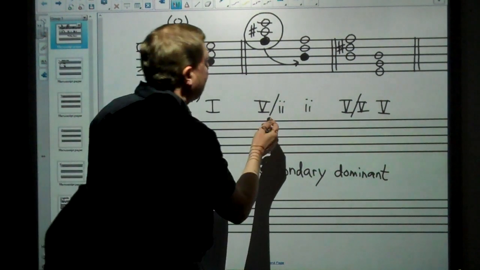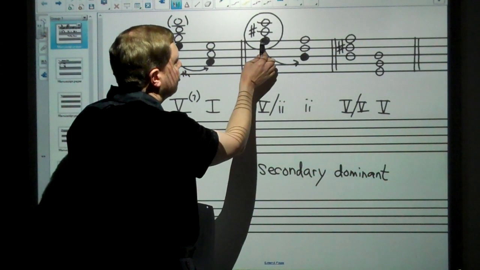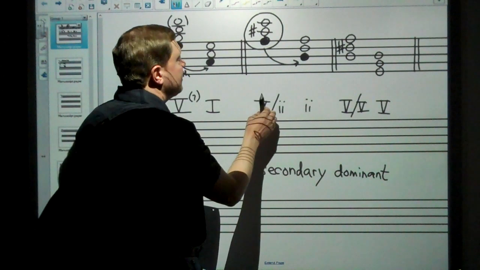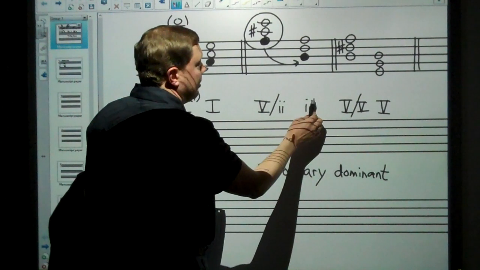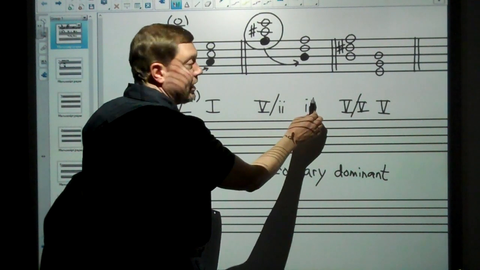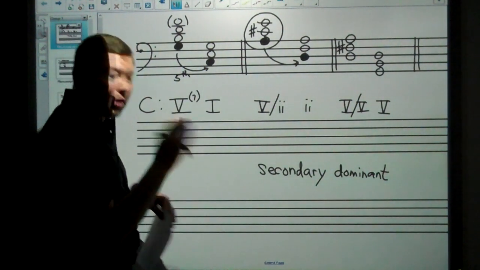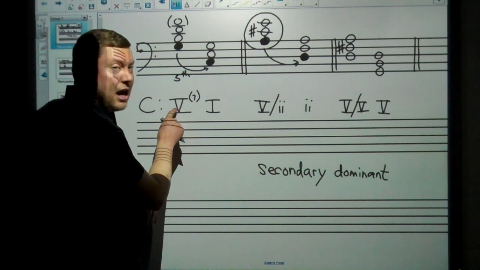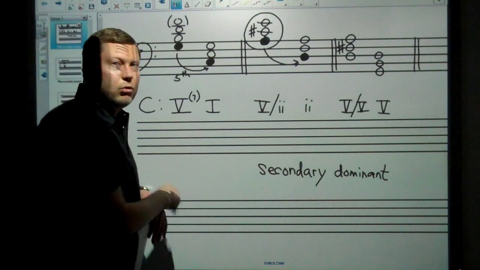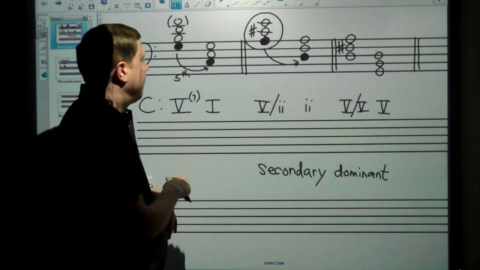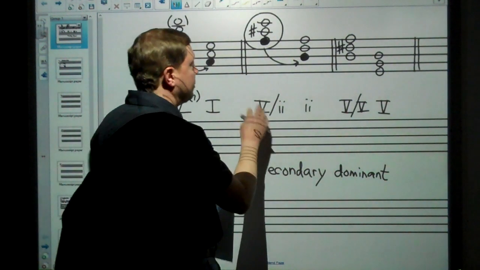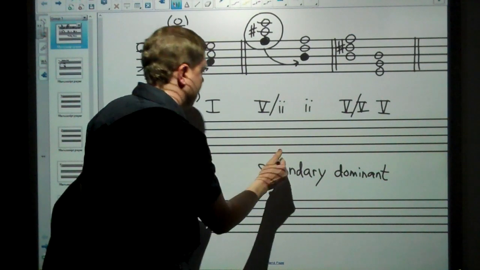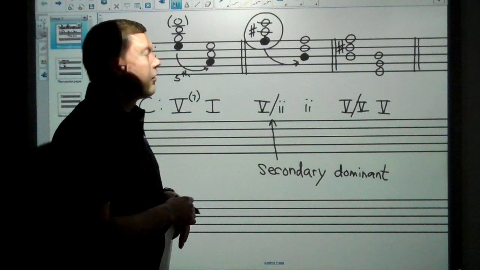So we can safely say that this A major triad in this measure, even though it's in the key of C, is a secondary dominant of the chord that follows, that is the 2 chord. It's not a primary dominant. Primary dominants are just analyzed as 5 or 5/7, and they go to 1, the actual tonic. But secondary dominants are dominants of chords other than the tonic chord. So this is an example of a secondary dominant.